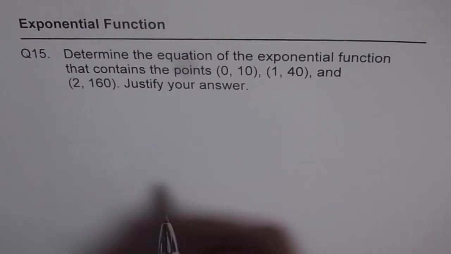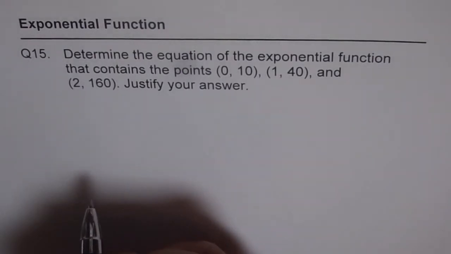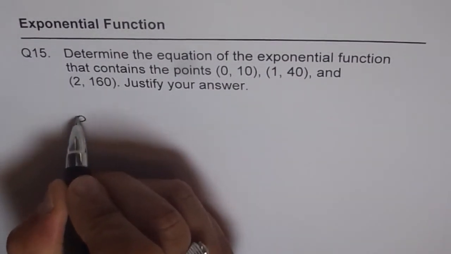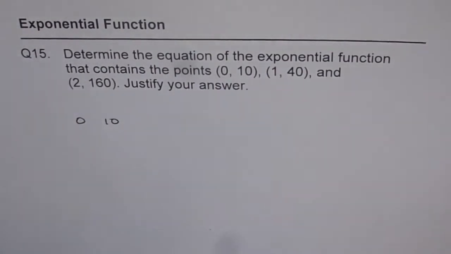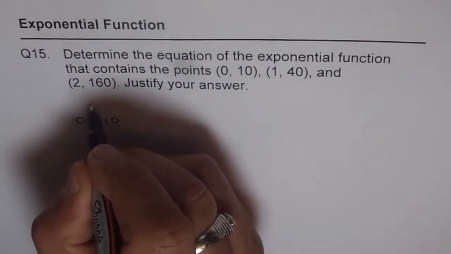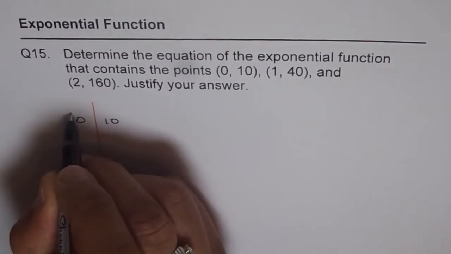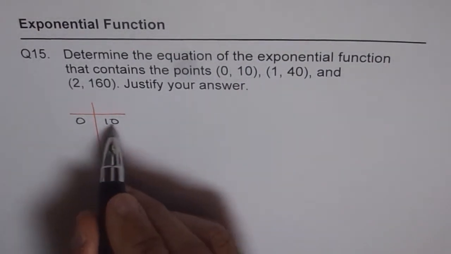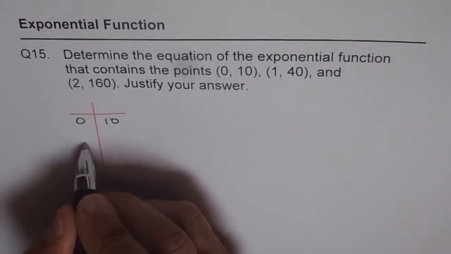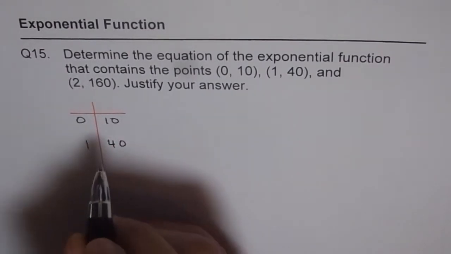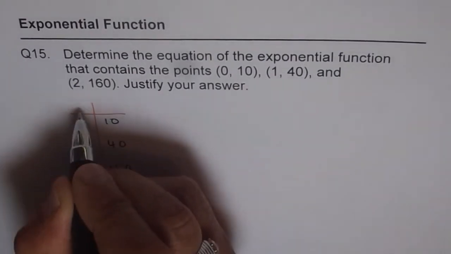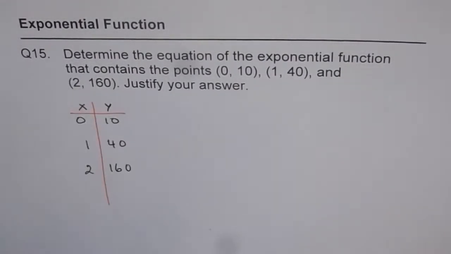Now, there are a couple of ways in which we can do this, but probably the simplest solution is to consider the points in a sequence, that is (0, 10). So let's write down the coordinates as 0 and 10 for x and y values, and then we'll see the trend. Make a table of values like I'm showing here. 0 and 10 is the first set of points. Then we have 1 and 40, and then 2 and 160. So these are the x values and these are the y values for our coordinate points.